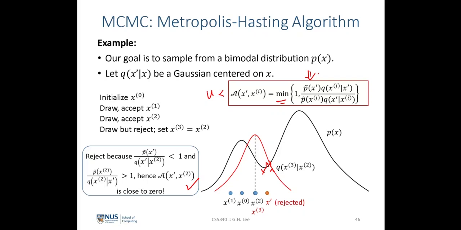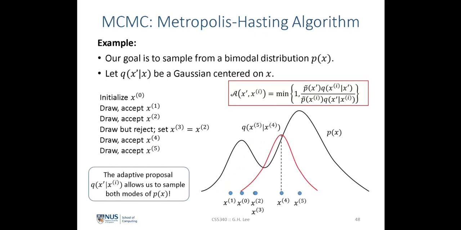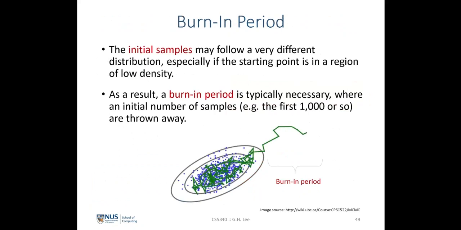And once we rejected the sample, we will ignore that sample, that is x3 sampled from this adaptive proposal distribution. Instead, we'll set x3 to be the same as x2. And in this case here, note that we are not simply discarding x3, but we are creating a duplicate copy of x2 over here. And we'll do this until finally we get enough samples.